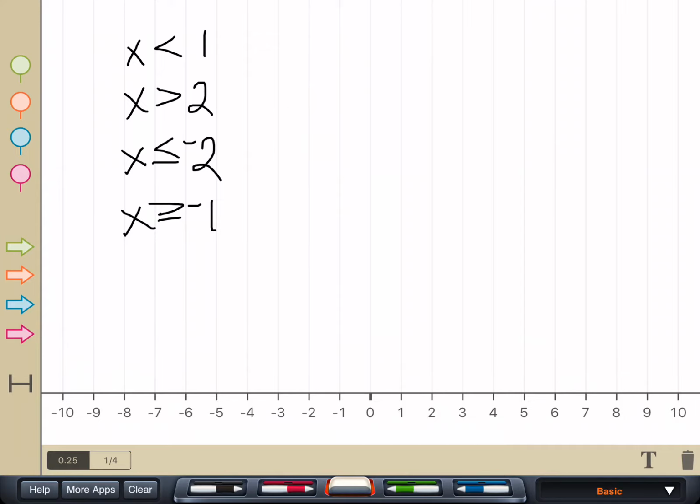So with these two, we can say open boundary point.